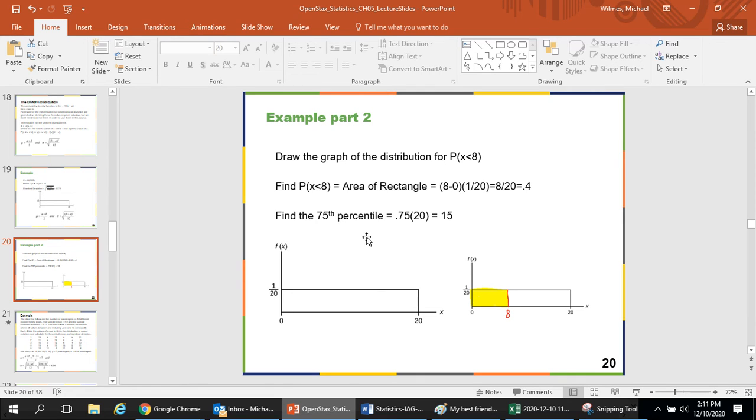To calculate the area, the probability x is less than 8, we just calculate the area of this rectangle. And areas of rectangles are base times height. So base from 0 to 8, so 8 minus 0, 8, multiplied by 1/20th, so we get 8/20ths, or 0.4. So 40% of the time, my kid would eat dinner between 0 and 8 minutes. Yeah, that makes sense.